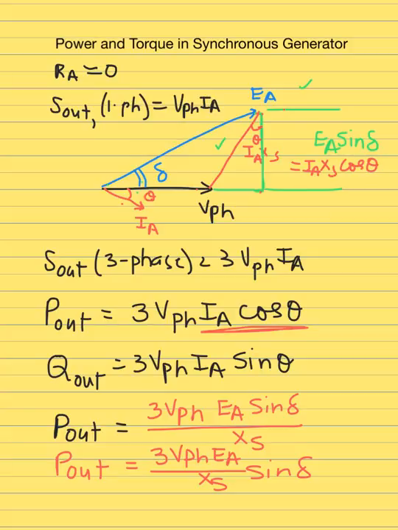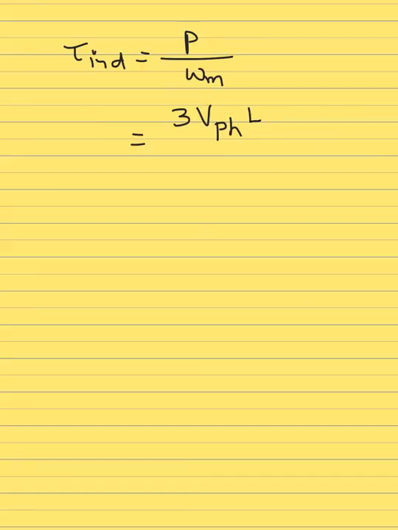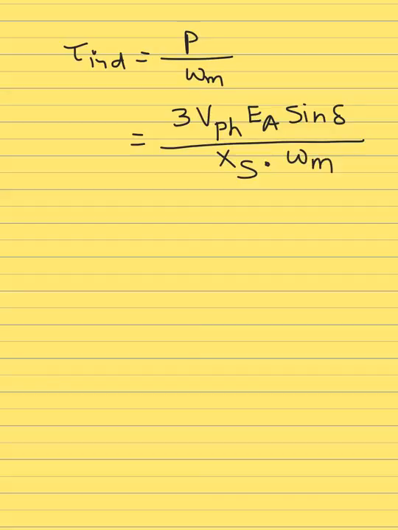And let's see what it is for torque. We're talking about induced torque. The produced torque is given by the power divided by the speed the machine is running at, and that's applicable for any machine. If we apply it to the synchronous generator, we just divide the real power equation by the speed the machine is running at. So that's the expression for the torque.